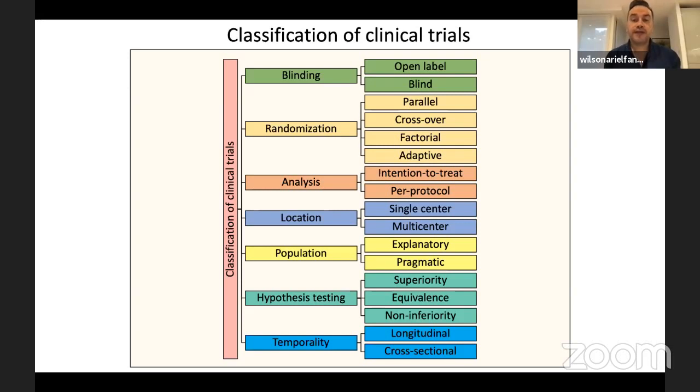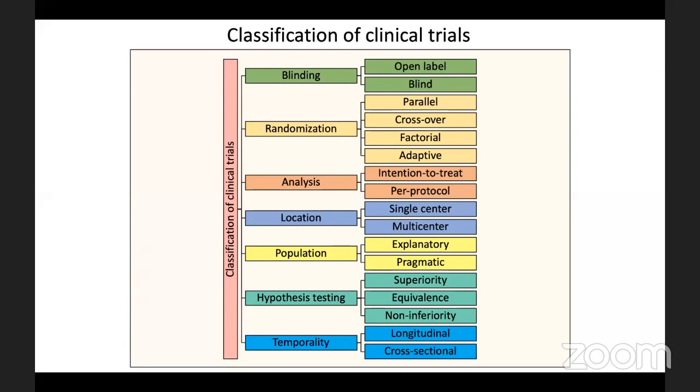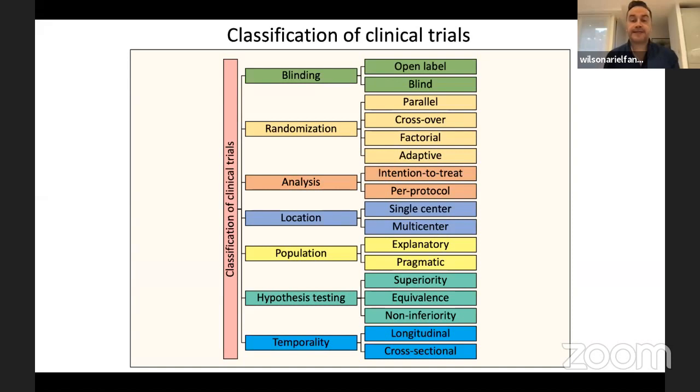So do you think it's appropriate to plan this beforehand? Do we need to describe in our protocol how our analysis is going to be, intention to treat or per protocol, or is this something that we decide as we go? It should be described in the protocol. Yes, exactly.